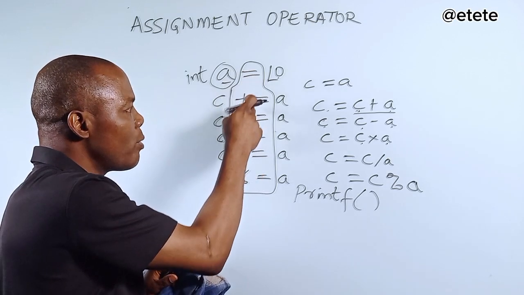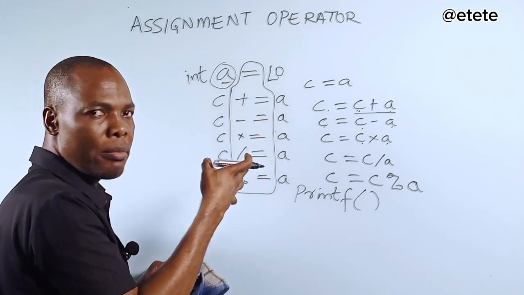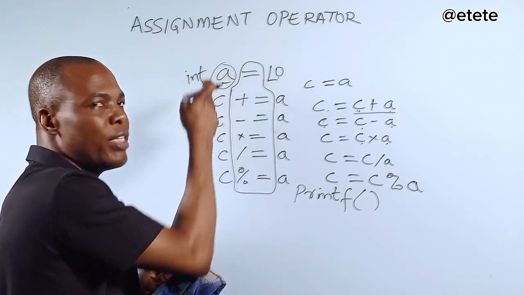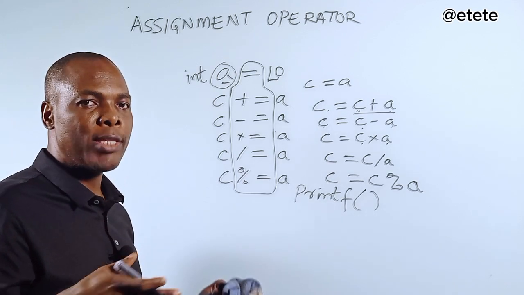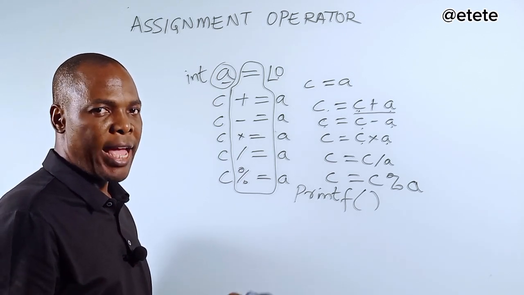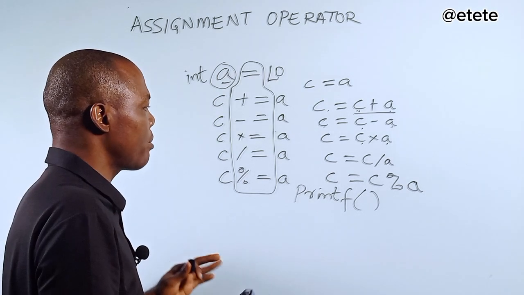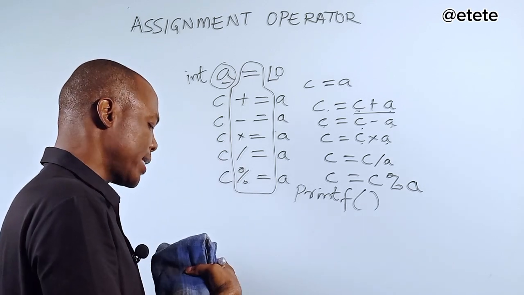So without this assignment operator, you will not really be able to have a value in this variable for any functions that you want to act on. That is basically it. So let's write a program to demonstrate this assignment operator.